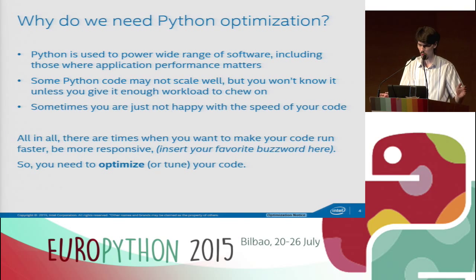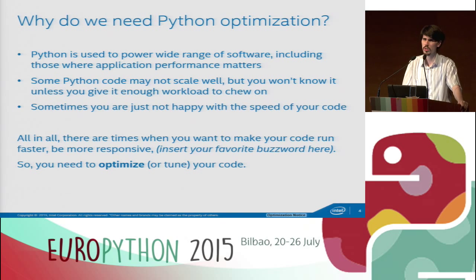Now, why do we even need to optimize Python code? As we're at the Python conference, probably everybody is aware that Python powers a wide range of software, like web server applications, small scripts for automation, a whole bunch of stuff. And some of those applications are ones where performance matters. For example, if you are creating a web server, which should handle quite a big load, you do care about the performance of the server.